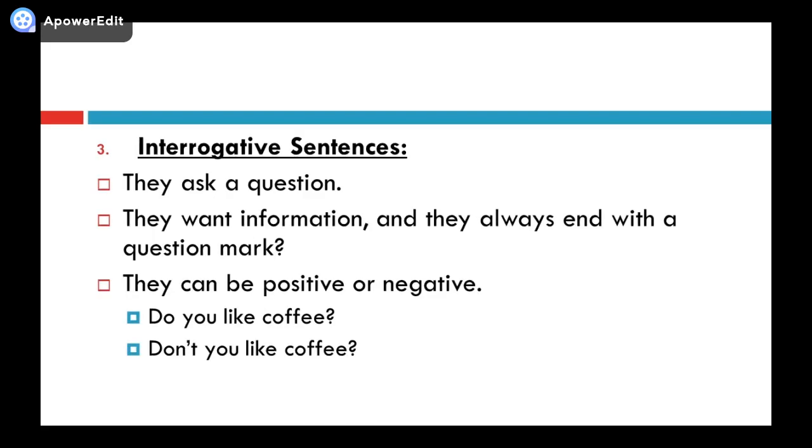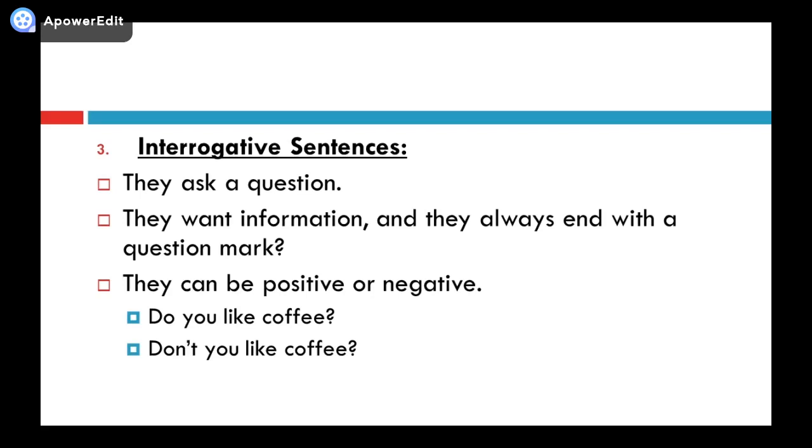Next is what? Interrogative sentences. Interrogation means what? Questioning. For example, some crime has happened. Police catch some suspect and they interrogate him. Means what? They question him, right? Because he is a suspect, they are trying to get more information from him. So they will ask a lot of questions. So interrogative sentences are nothing but sentences that ask questions. They want information, and they will always end with a question mark. They can be both positive also or negative also.